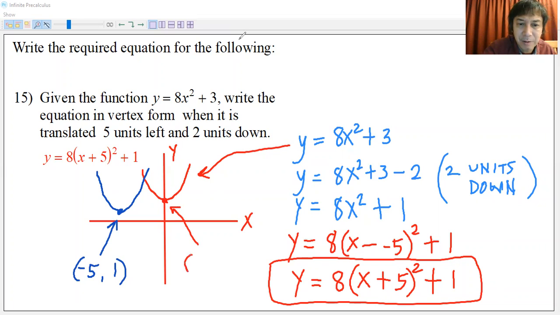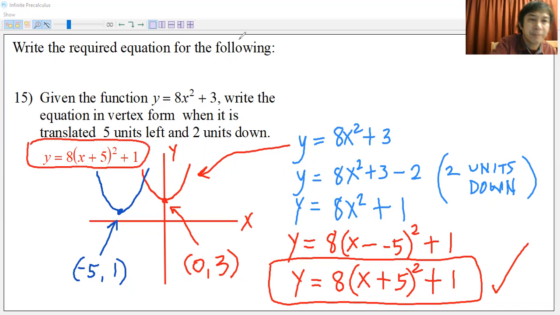So the blue curve is represented by this. And so that's the answer, and you can see the answer over here. We shall continue with the next. Let's have number 16.